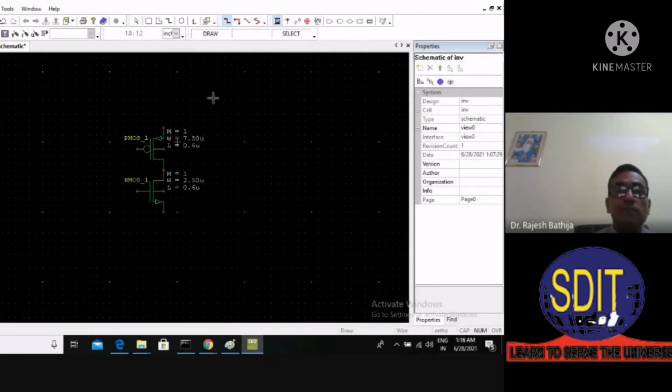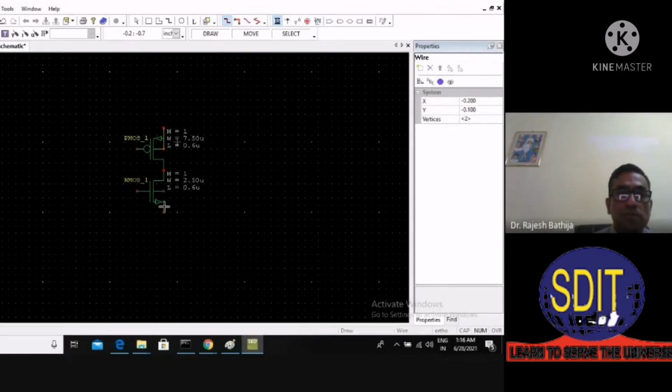And then we have to generate a body terminal will be shorted with the source terminal to reduce the VSB effect, the body biasing effect. So it will be like this, and the gate will be shorted together. So it will be like this, right?